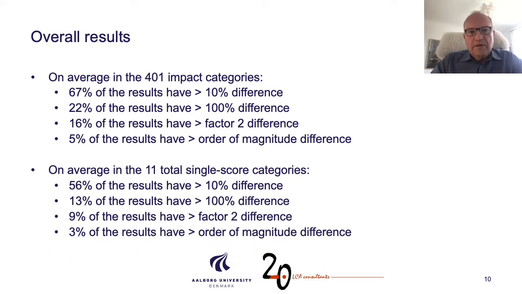Repeating this on the 11 total single score categories which were available, found somewhat less differences. And this is, of course, because when you're comparing at the single score level, different impact categories will even each other out. But still, we find 3% of the results have an order of magnitude difference or more, and 9% a factor 2 difference or more.